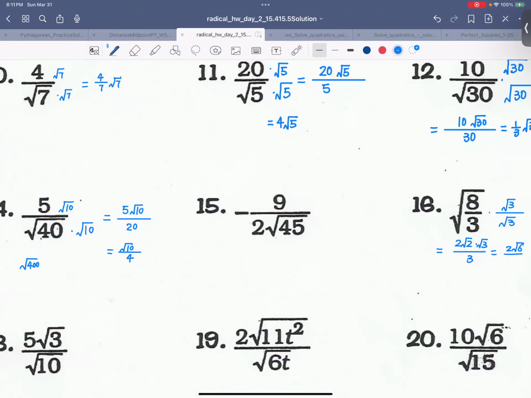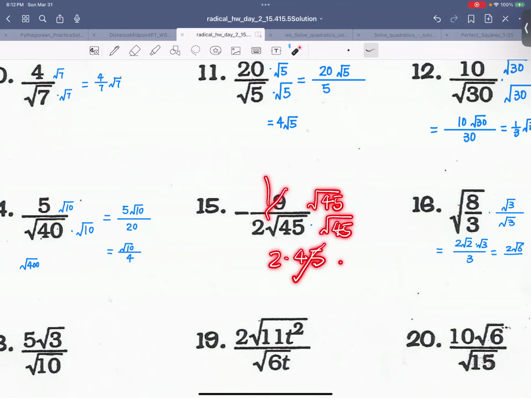Bella, let's try here. What do we do? We multiply both sides by the square root of 45. Sure, we can multiply by the square root of 45. But if you multiply by the square root of 45, then your bottom is 2 times 45, right? Yeah. And then 9 and 45, you cancel. Yes?